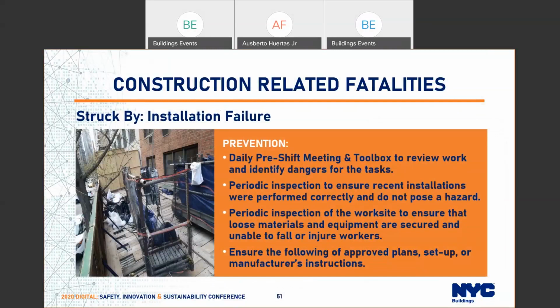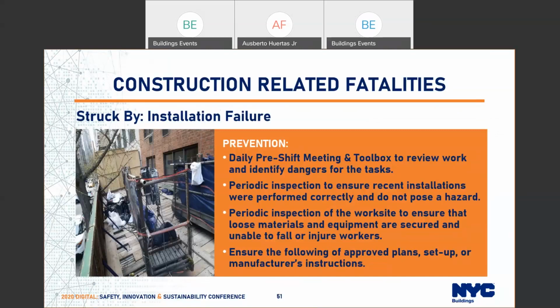Because of continued incidents of this nature, the use of standoff brackets in conjunction with C-hooks is no longer permitted as of September 25th, 2019. This can be found in Buildings Bulletin 2019, number 6.